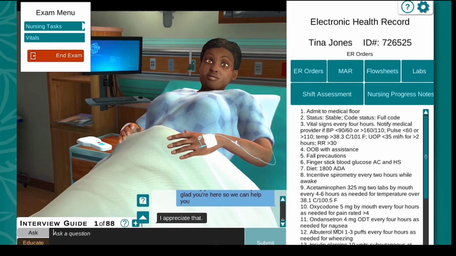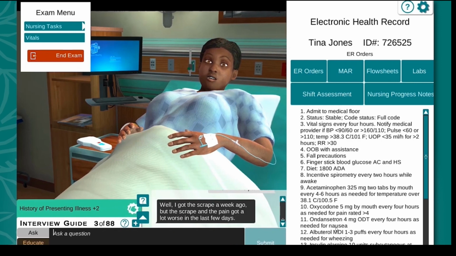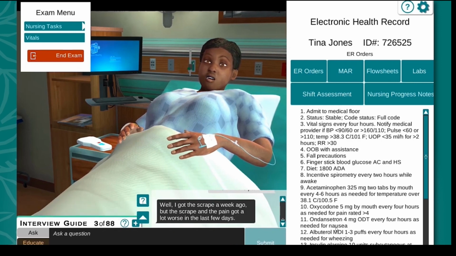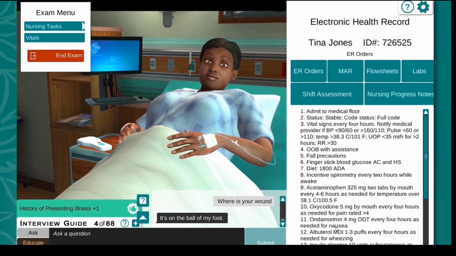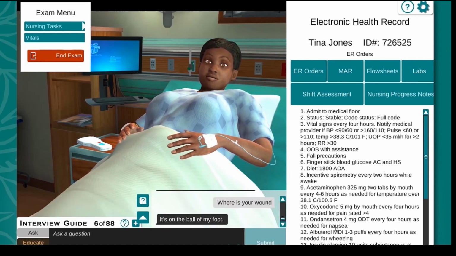So for example, we would ask, "When did the pain start?" "Well, I got the scrape a week ago, but the scrape and the pain got a lot worse in the last few days." "Where is your wound?" "It's on the ball of my foot." "Can you rate your pain on a scale of 0 to 10?"